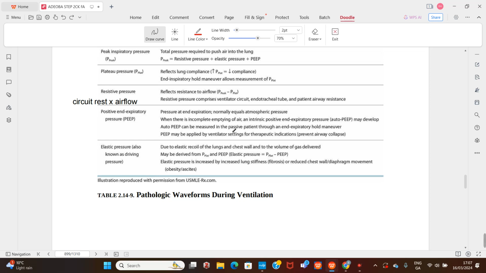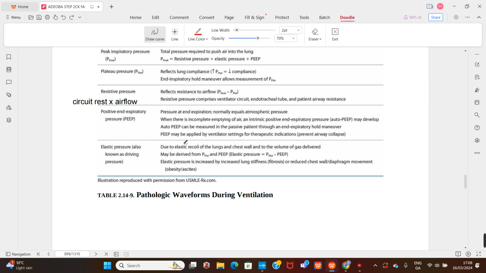So when there's incomplete emptying of air, there's going to be an intrinsic positive end expiratory pressure that adds to that original PEEP, leading to auto PEEP. Auto PEEP can be measured in a passive patient through an end expiratory hold maneuver. At the end of expiration, you hold it, then you measure the pressure in the airway. If you are expecting 5 normally and you get 10, you know that the extra PEEP is 5. So 5 plus 5 is what is causing the 10. That is auto PEEP.